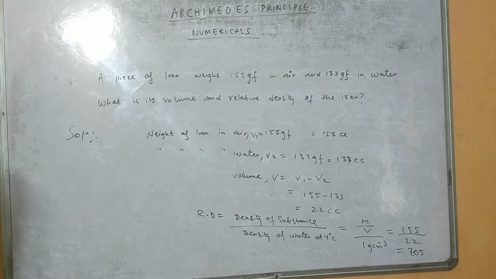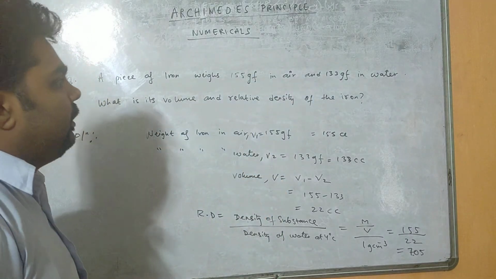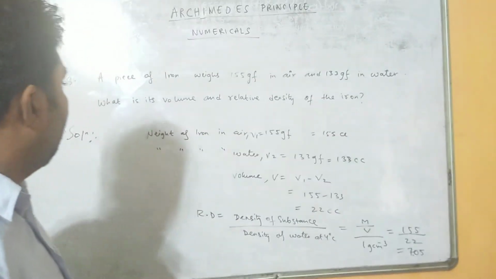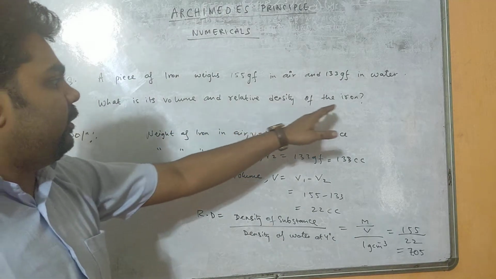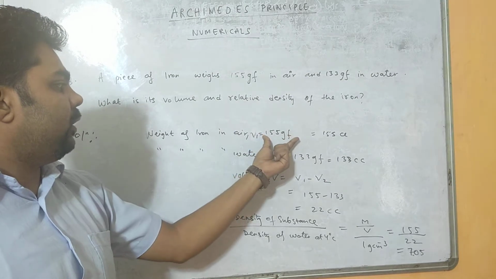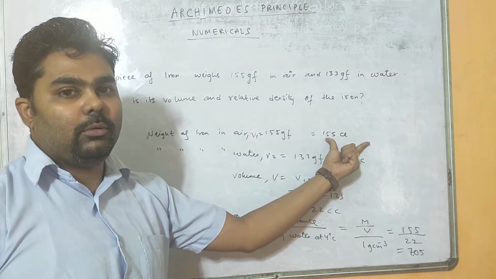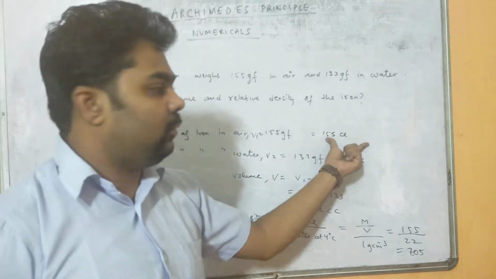A piece of iron weighs 155 gram of force in air and 133 gram of force in water. What is its volume and relative density of the iron? So you see, the weight of the iron in air is given as 155 gram of force. So this can be written as 155 cc, cubic centimeter. Okay, 1 gram of force equals 1 centimeter cube.